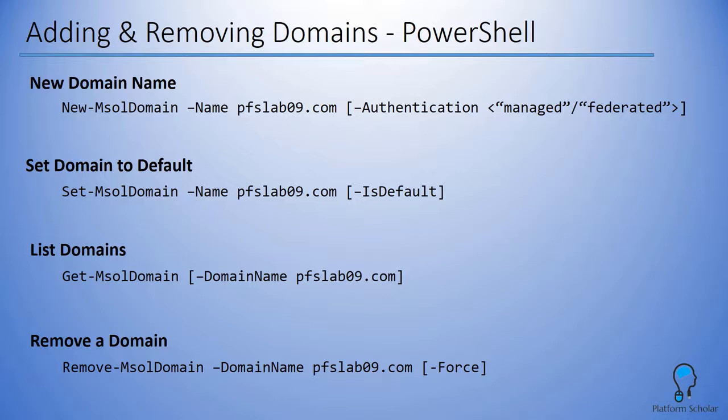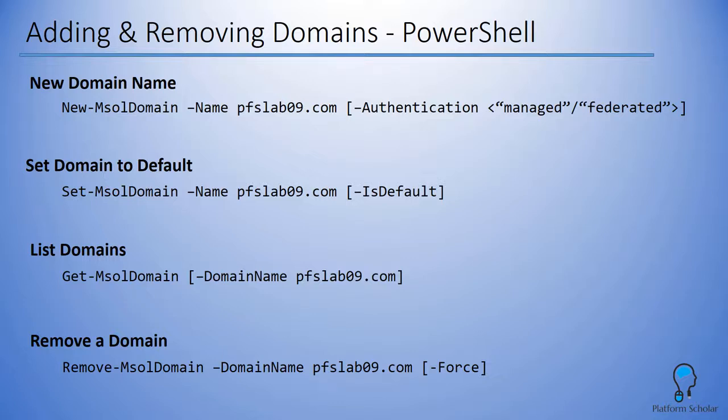To set the domain to the default, you use the Set-MsolDomain commandlet, specify the name of the domain, and use the flag IsDefault. Again, the domain must be verified first. It can't have just been added. If you want to list all the domains and their status, you can use the Get-MsolDomain command, or you can specify just one domain with the DomainName parameter.